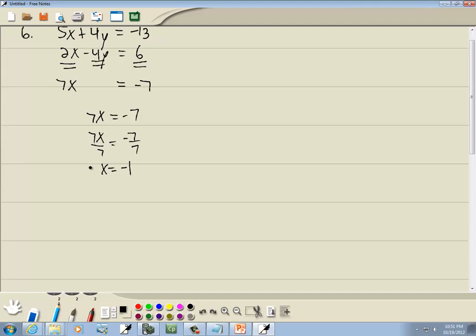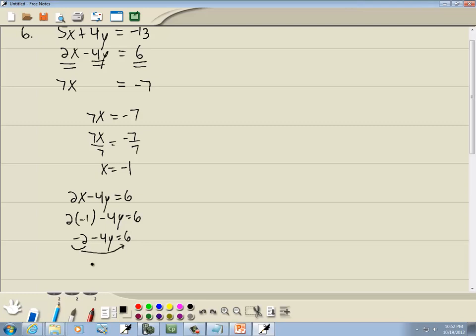Now we want to take this and plug it into one of our equations and find our y value. It doesn't matter which one you pick. I'll pick the second one. I think it looks a little easier. So I got 2x minus 4y equal to 6. And we just said that x is equal to negative 1. So put negative 1 in for the x. So we got 2 times negative 1 is negative 2 minus 4y equals 6.